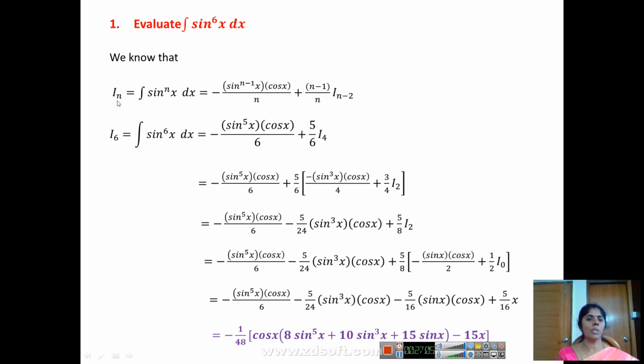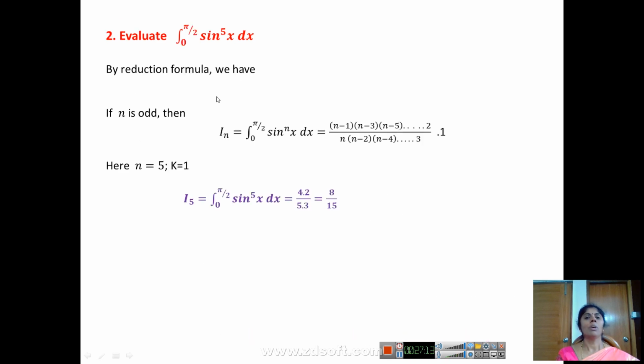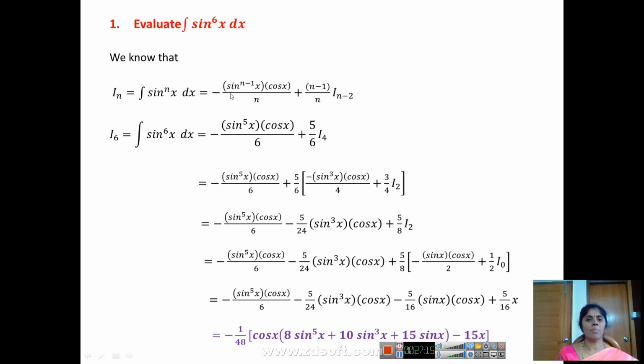We know that I_n equals the integral of sine to the power n of x dx, which is equal to minus sine to the power (n minus 1) of x into cos of x whole divided by n plus (n minus 1) whole divided by n into I_{n-2}. Here n is given as 6, so I can consider I6 equals the integral of sine to the power 6 of x dx. In the place of n, just substitute 6.